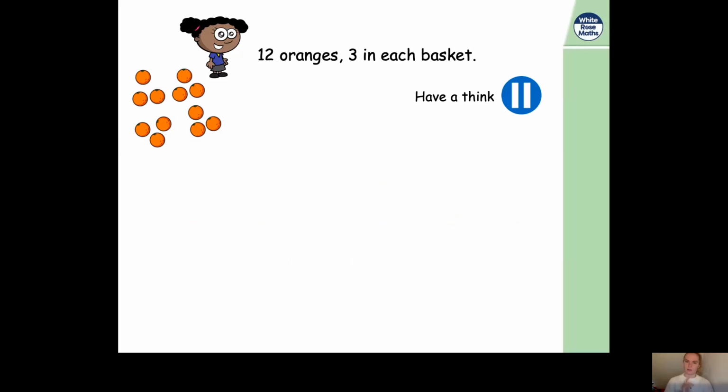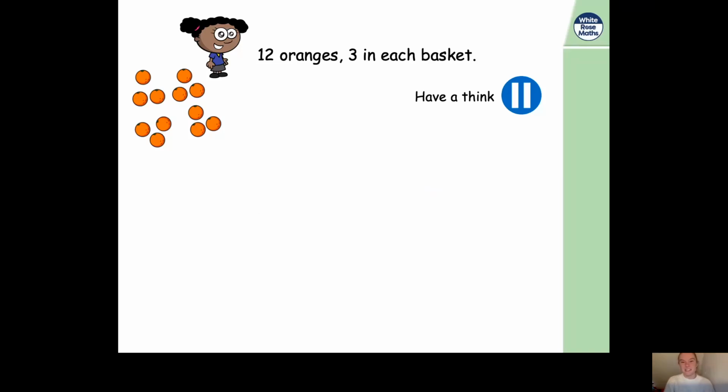Here is another question. So this time, Whitney has her 12 oranges again, and this time she wants 3 in each basket. So I would like you to pause the video and group these 12 oranges into groups of 3 and find out how many groups there will be once all of the oranges are grouped. And can you write a division number sentence to represent these different oranges in the baskets? Okay, pause the video now and have a go.